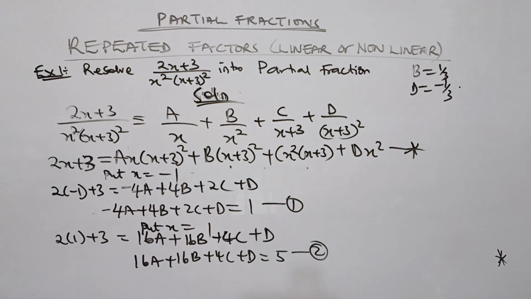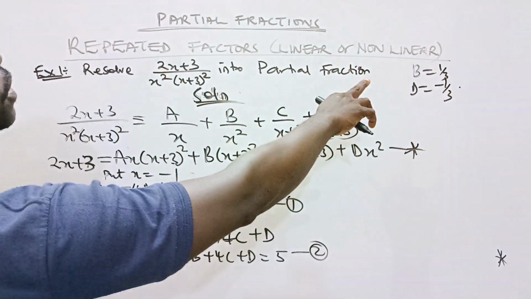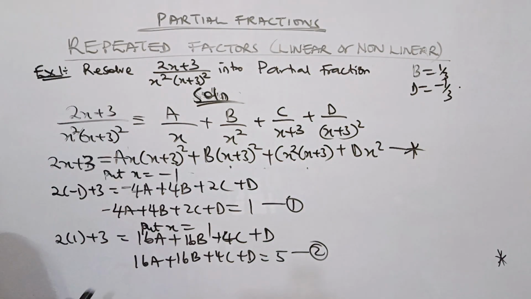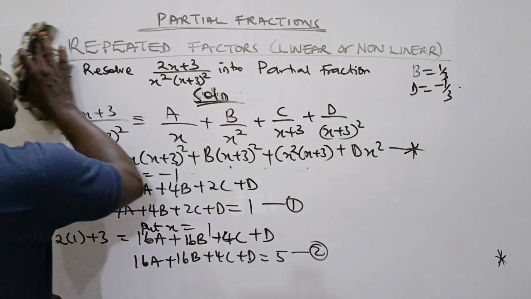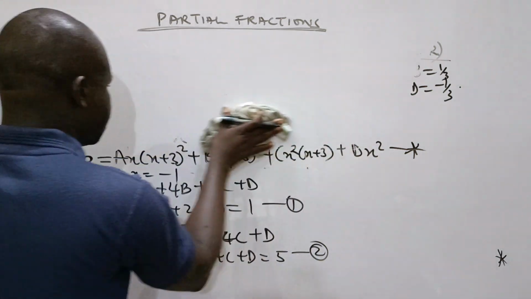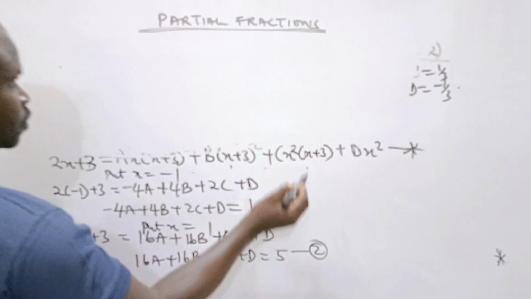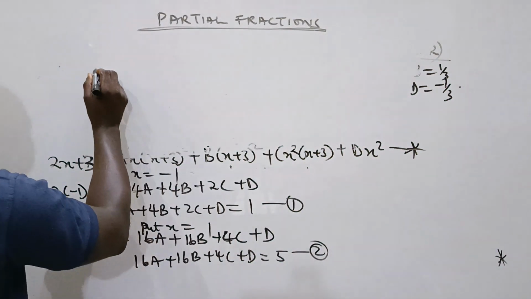So there are two equations here, and these two equations have 4 unknowns. But by the time we substitute b equal to 1 over 3 and d equal to minus 1 over 3, we are going to reduce these equations. If we do that correctly and substitute in equation 1 and equation 2, if I substitute for b to be equal to 1 over 3, I'm going to get minus 4.